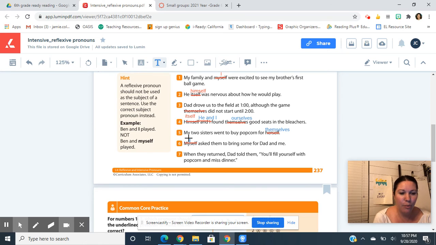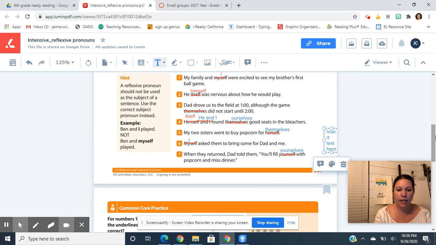Number 7, when they returned, Dad told them you'll fill yourself with popcorn and miss dinner. So remember, we're talking about his 2 sisters, so it's more than one person, and yourself is singular, so we would definitely want to change that to plural. So you'll fill yourselves with popcorn and miss dinner would be the correct term. So let's put yourselves. Okay.